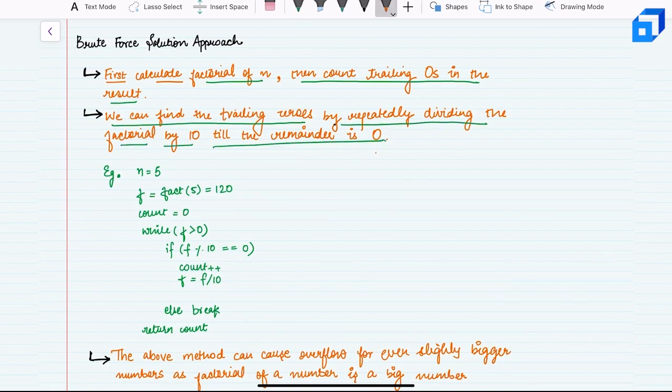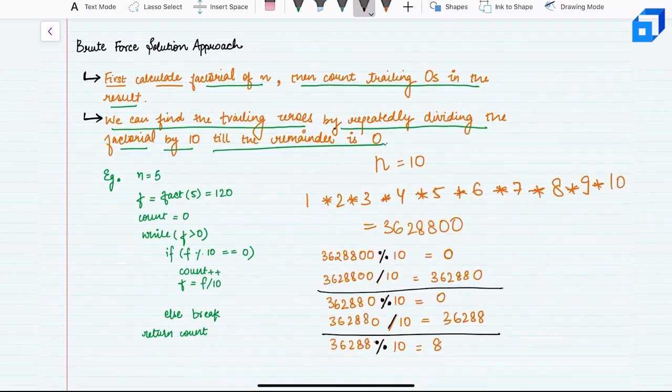Let's say n is equal to 10, and we do 1 into 2 into 3 into 4 into 5 into 6 into 7 into 8 into 9 and into 10. This will give us the number 3628800. Now to find the trailing zeros, we will simply mod it with 10 to get the last digit. We get 0, and since this is 0, we will increment our count. Next, we divide the number by 10 to check the next digit. After dividing, we get 362880.